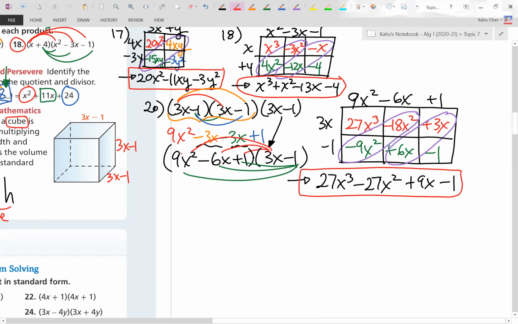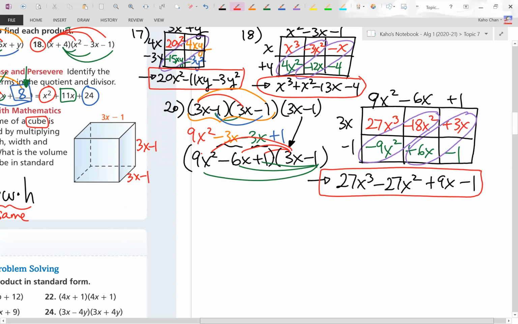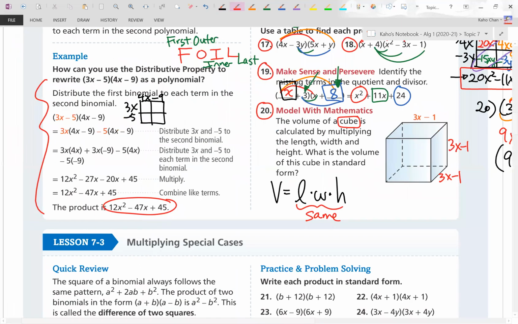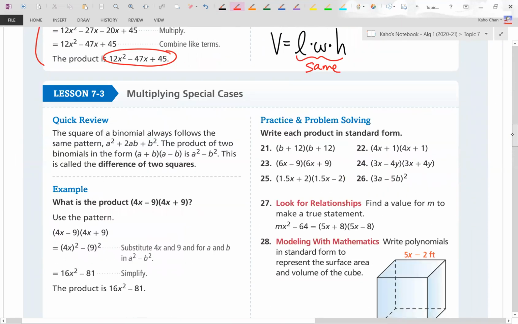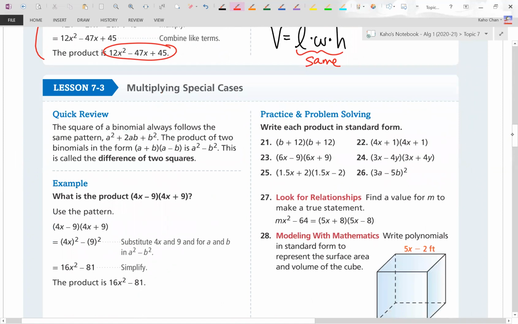I think we're ready for the last section. Aren't you glad we split this up into 2 tests? All right. So sometimes when you multiply, you get special cases. They include something called difference of squares. When you multiply a positive and a negative binomial, you'll get this answer right there, a squared minus b squared. That's called the difference of perfect squares.